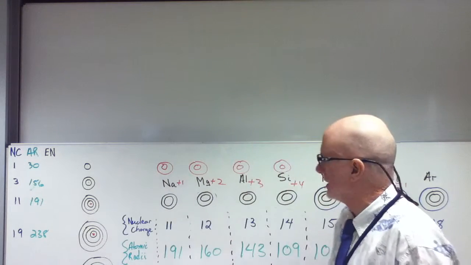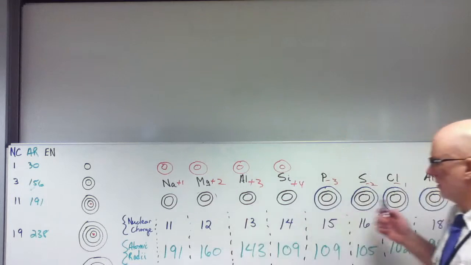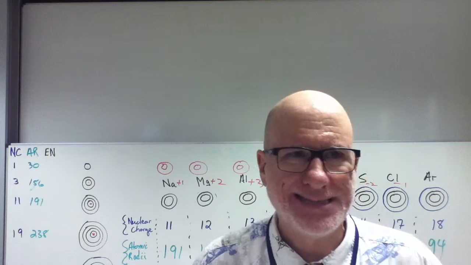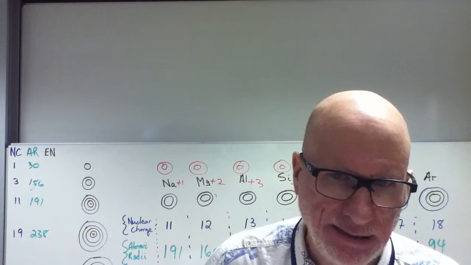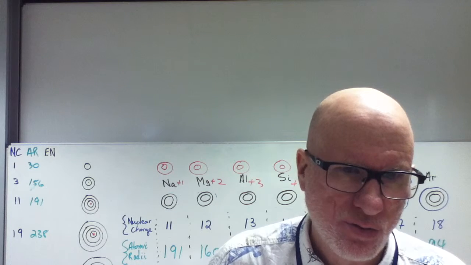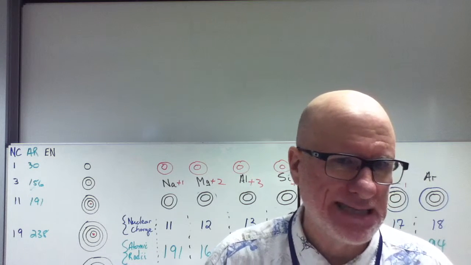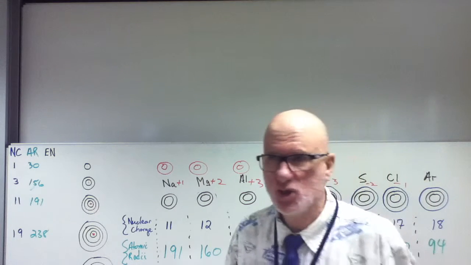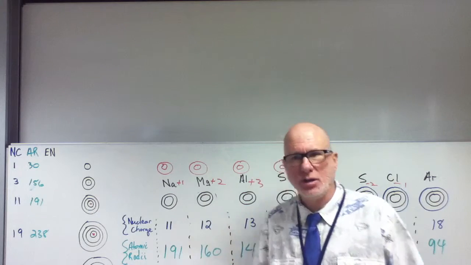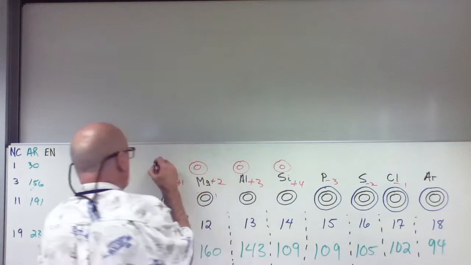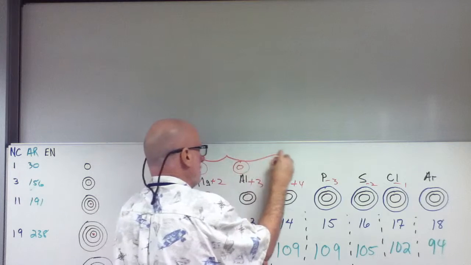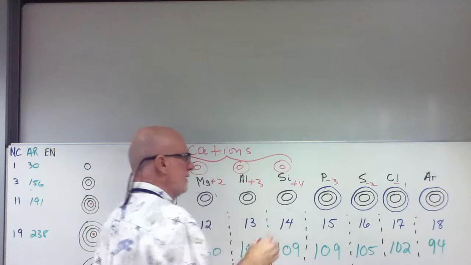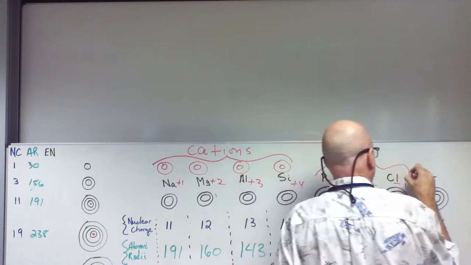So now look at this. Is identifying the trend of, let's say, decreasing radius, ionic radius, as straightforward as atomic radius? No, it's a little bit weird. But it's doable. First of all, these are the cations. These are cations. Right? And these are anions.